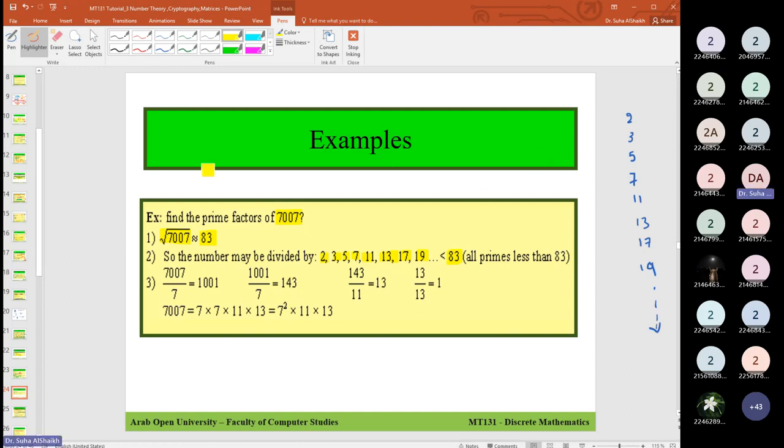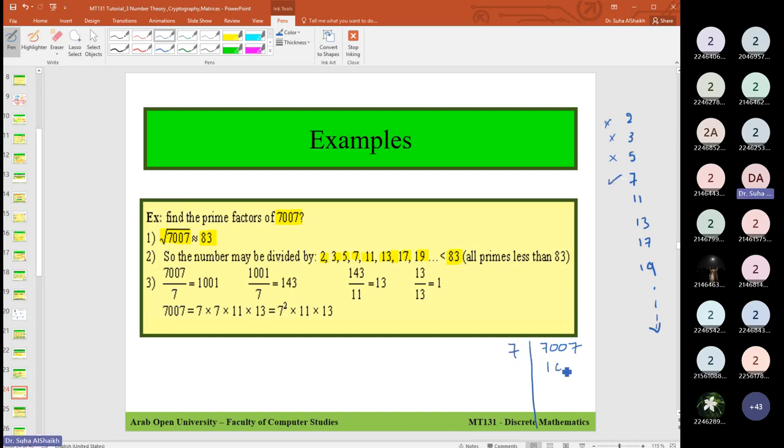So we will start with the 2. It's not dividing. We will check the 3. It's not dividing. We will check the 5. It's not dividing. Actually, the 7 is dividing my number, as if we are prime factorizing our number. 7 is dividing, actually, yes.